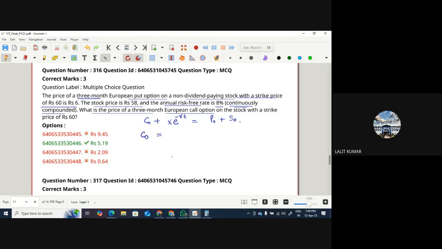C0 will become P0, which is 6, plus S0, which is 58, minus the strike price 60 times e to the power minus the rate of interest, which is 8% annual, so this is 0.08. It is a 3-month European put, so your T will become 1/4. You calculate and you get the answer. Is it okay? Okay, sir.